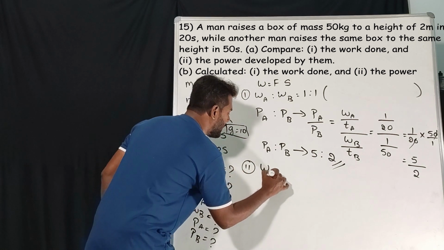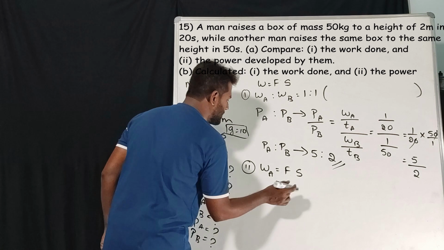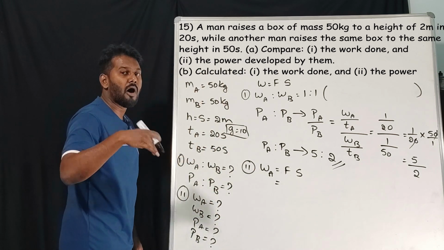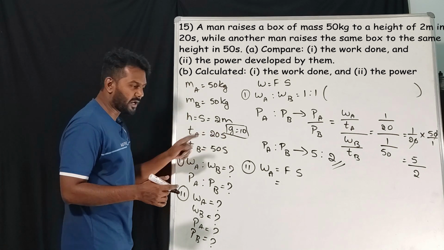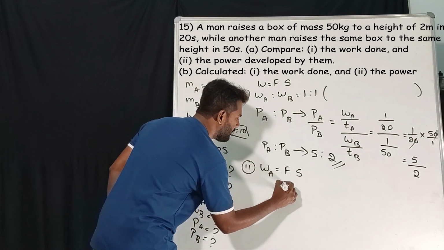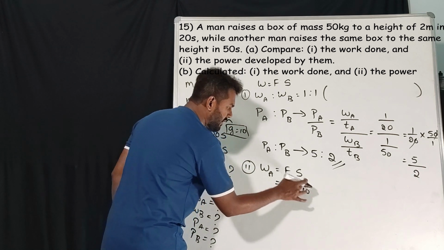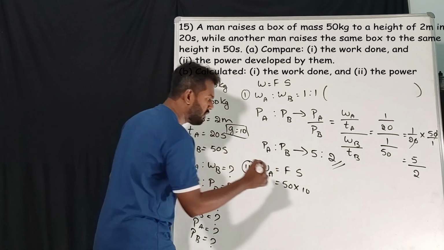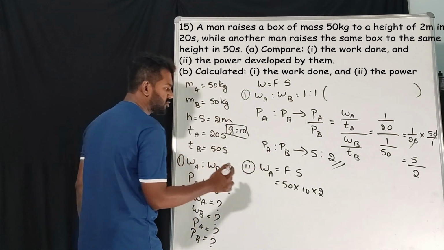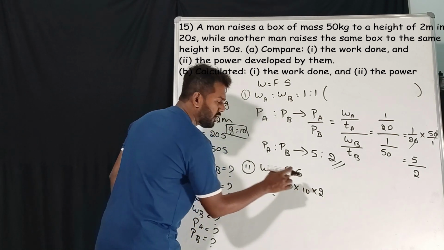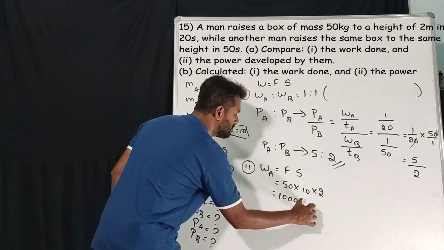So work done by A depends upon two things, force and displacement. Here force is not given. How can we find force? Force is nothing but mass into G value, correct? What is mass? 50 into G value 10. So mass into G, we will get the answer in terms of force into displacement, that is 2, correct? Displacement is 2 meters. So 50 into 10, 500, 500 into 2, 1000 joules.